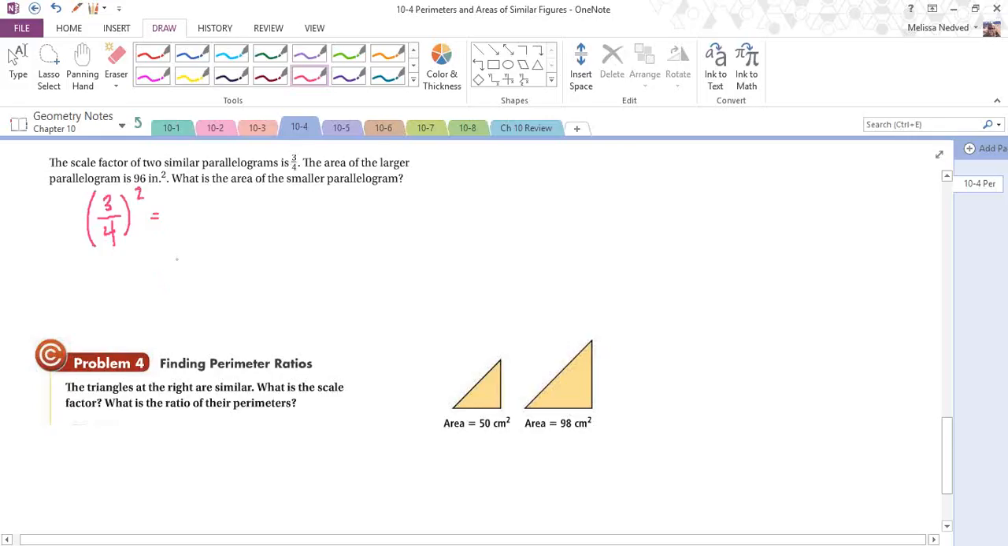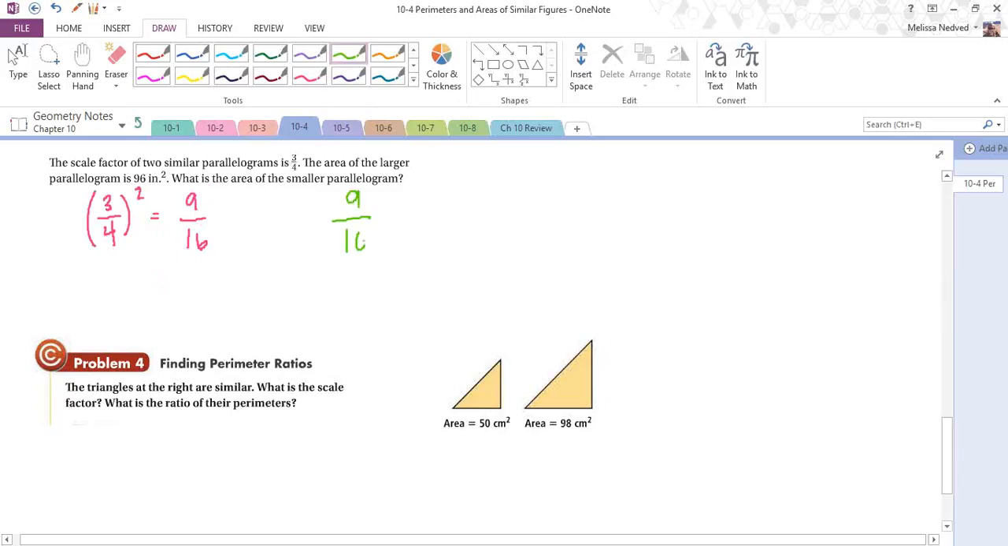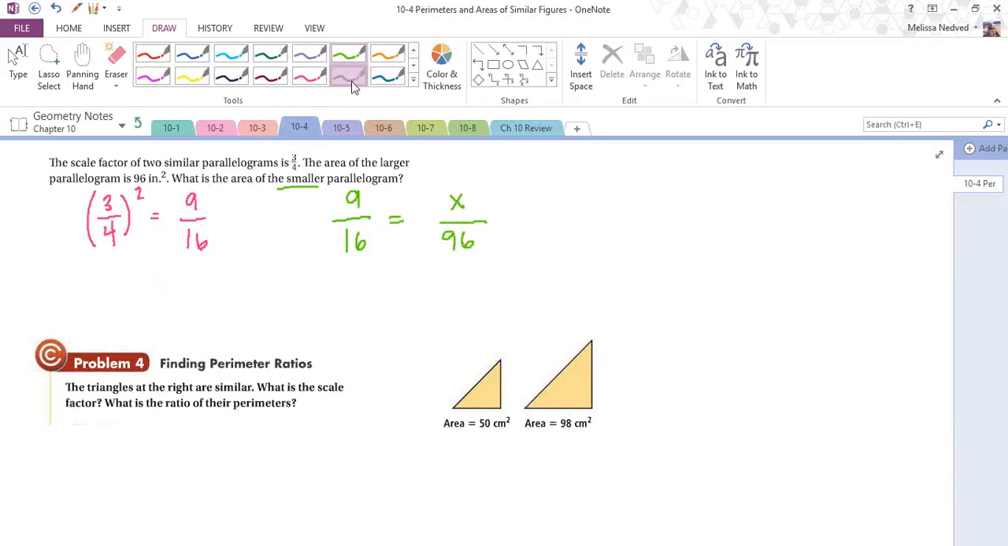So to do that, take your 3/4 and square it, which gives us 9/16. So I know that they have a ratio of 9/16 from one area to the other. Notice the top number is going to refer to our smaller parallelogram and the bottom to our larger parallelogram. So this time when I set up my proportion, 9/16 equals, here I don't know the smaller parallelogram. So in this case, my x is going to go on top, and the area of my larger parallelogram is 96, and that's the value that goes on bottom.